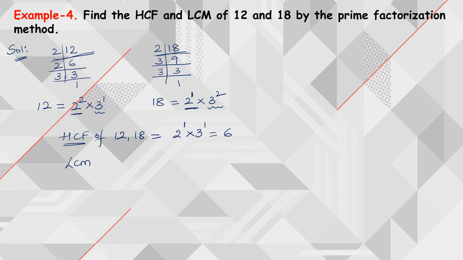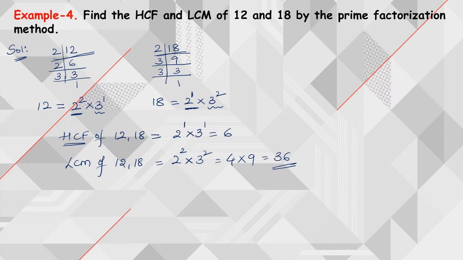Next, moving on to LCM of 12 and 18. To find the LCM, we have to consider the greatest or highest powers. Among 2 square and 2 power 1, what is the highest power? 2 square. Among 3 power 1 and 3 square, it is 3 square. So 2 square is 4, 3 square is 9, and 4 nines are 36. So the LCM of those two numbers is 36.